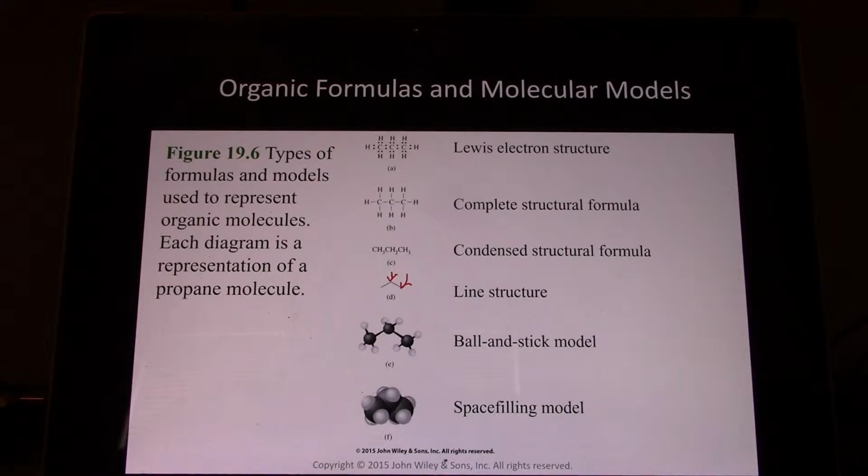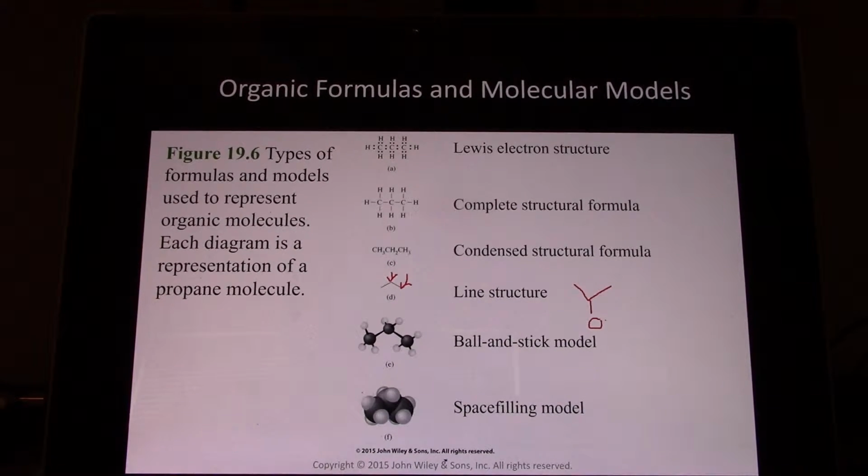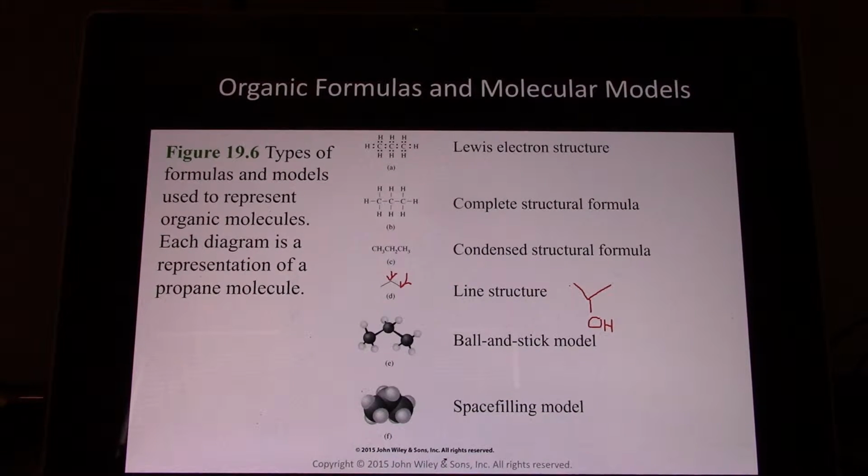If you have any atom besides carbon or hydrogen, they have to actually be stated. And so if we had, for example, rubbing alcohol, you'd have CH3, but here you would have to show the OH. And the hydrogens are just understood.